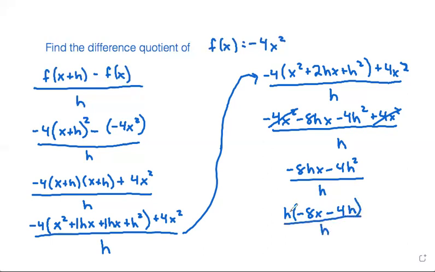I did all of that because this gives me a factor of h on top and bottom that I can cancel, and now I'm left with negative 8x minus 4h. So that would be my difference quotient.